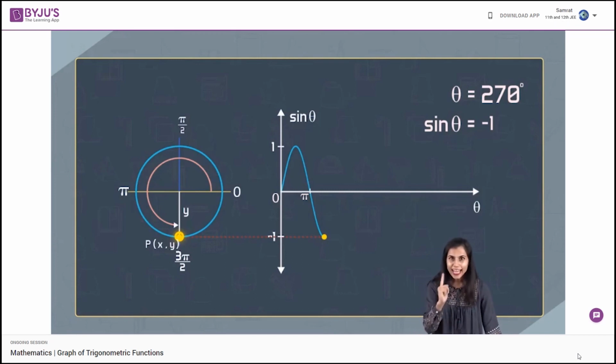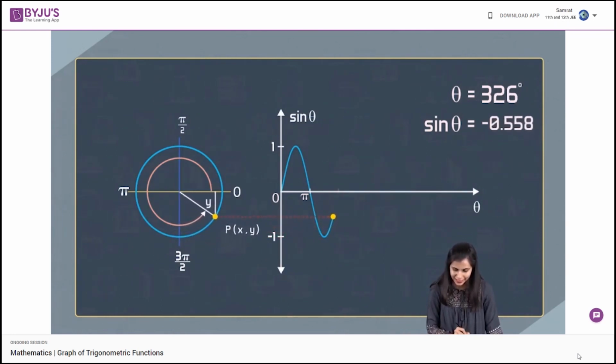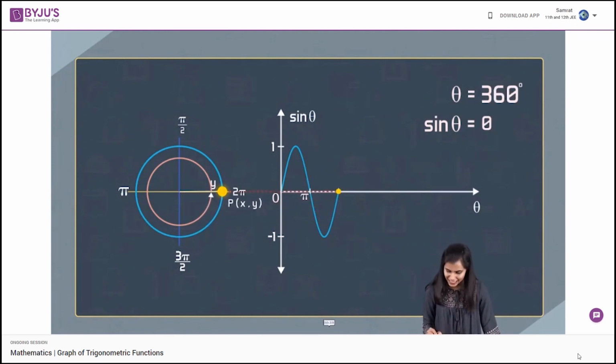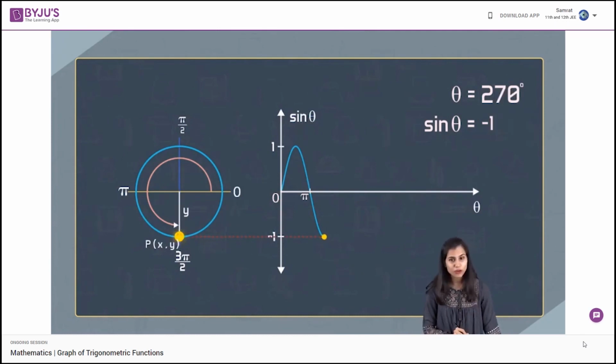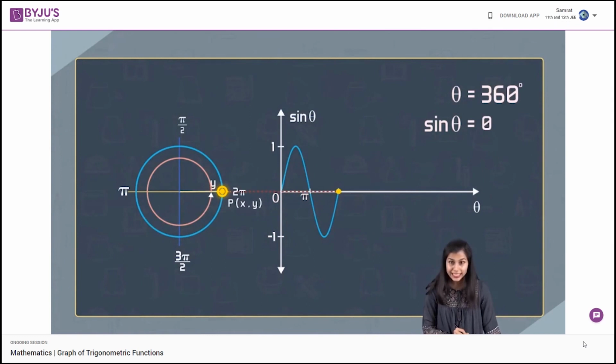Now, let's move on to the fourth quadrant. When I move in the fourth quadrant, what is happening to the values of sine theta? As I moved in the fourth quadrant, the values of sine theta are becoming lesser and lesser negative, and when one complete revolution is done, that is when theta is equal to 2 pi, sine theta is coming out to be again 0.